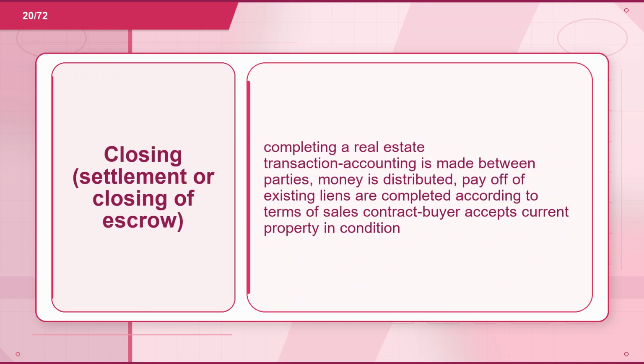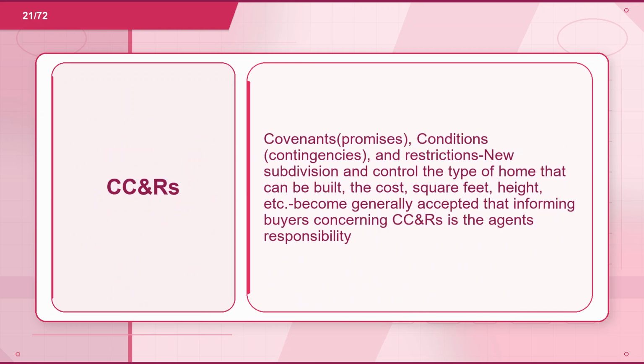money is distributed, payoff of existing liens is completed according to terms of the sales contract, and the buyer accepts the current property condition. Flashcard 21. Term: CC and Rs. Definition: covenants, conditions, and restrictions. New subdivisions control the type of home that can be built, the cost, square feet, height, etc. It has become generally accepted that informing buyers concerning CC and Rs is the agent's responsibility.